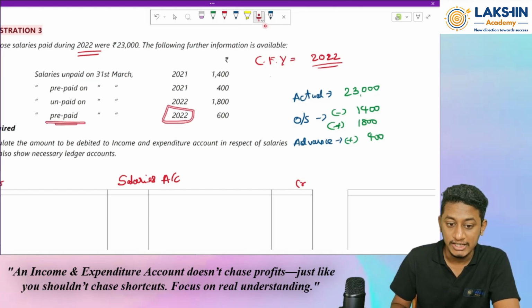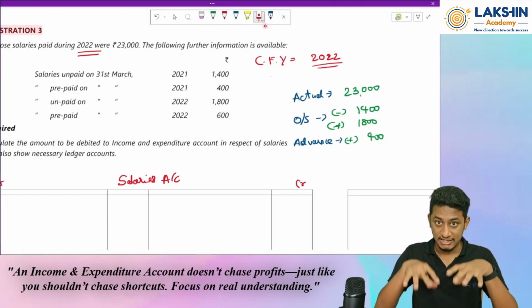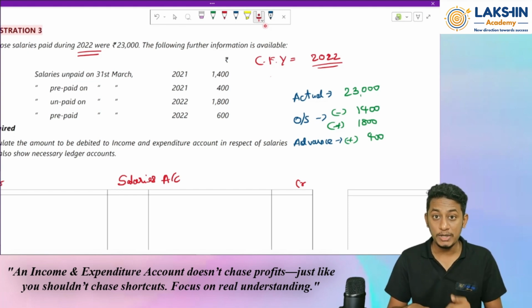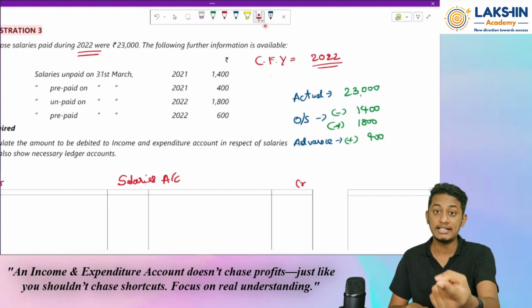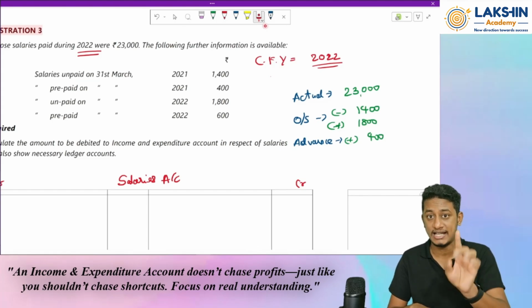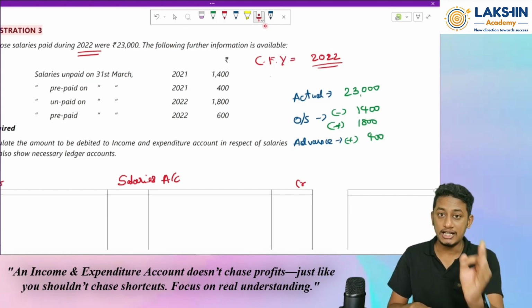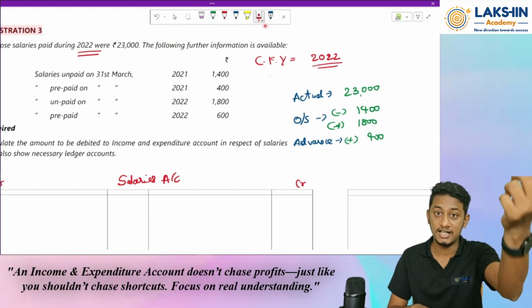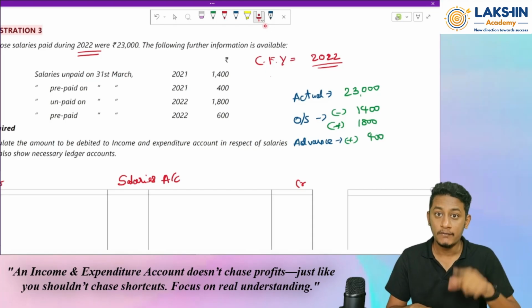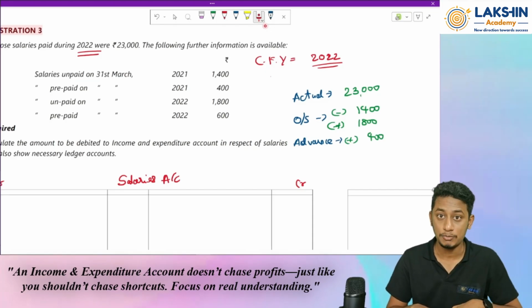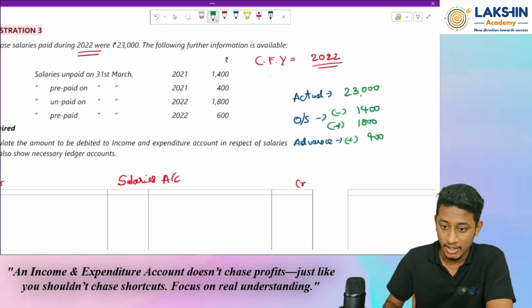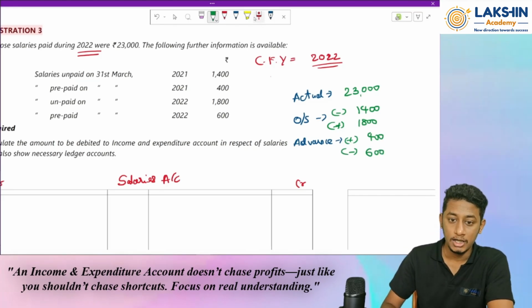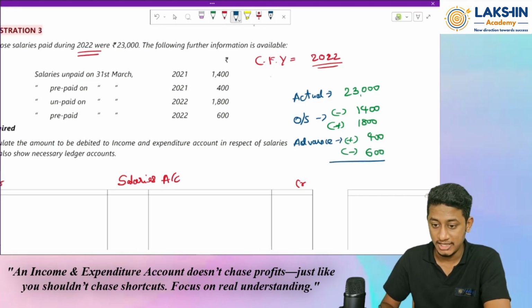Prepaid in 2022. So in the financial year 2022, my current financial year, I have prepaid. What does prepaid mean? Advance. In advance, I have paid salary to employees. Now the question: does this expense belong to this year? No, because it is for the next year, which was paid in this year in advance. So I need to deduct it in this year. Now tell me the net figure.